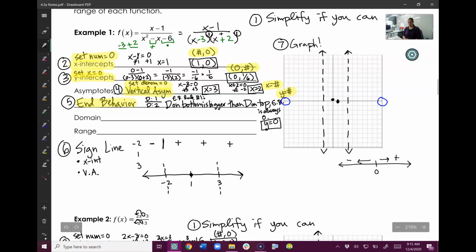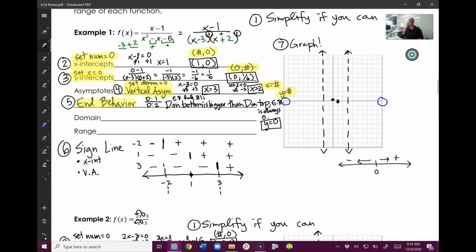I can do the same thing with 1. Here's my 1, that's my 0. So everything to the left is negative. Everything to the right is positive. And then I can do my 3, last one. Here's my 0, it's at 3. So everything to the left is negative. Everything to the right is positive. So I've started creating my sign line.